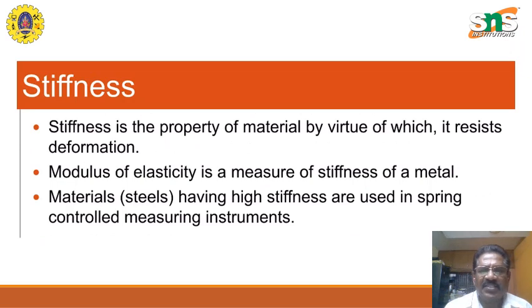Stiffness. Stiffness is the property of material by virtue of which it resists deformation. Modulus of elasticity is the measure of stiffness of a metal. The end of stiffness is the starting of elasticity of the material. Steels have high stiffness and are used in spring controlled measuring instruments. Springs, etc., have stiffness, and it is represented by K.